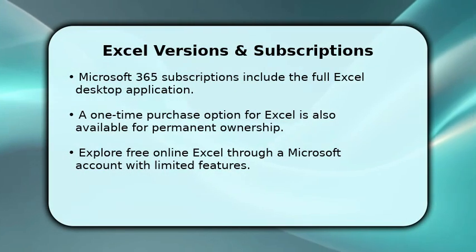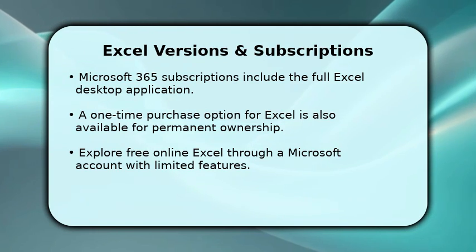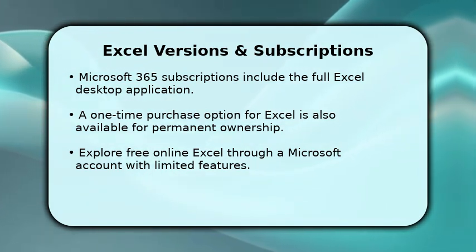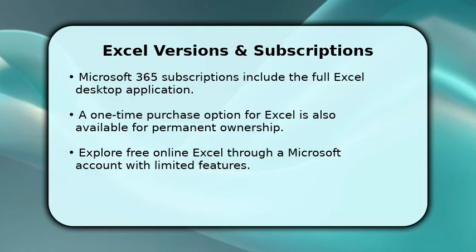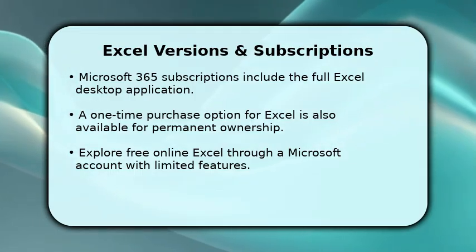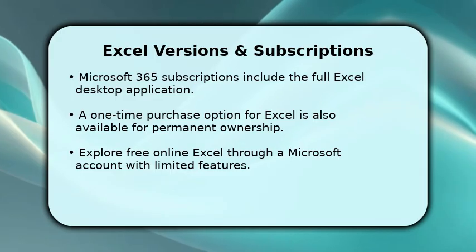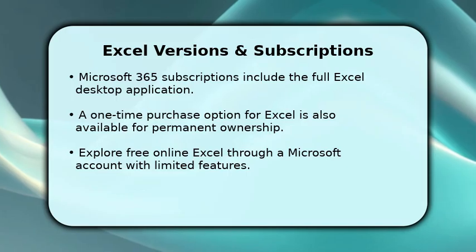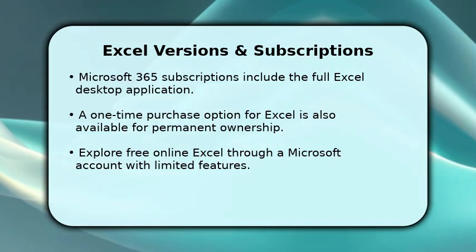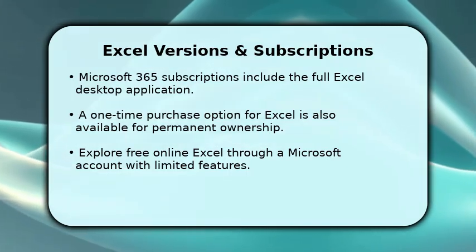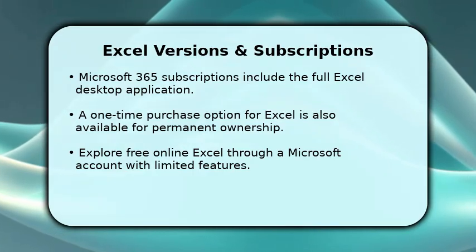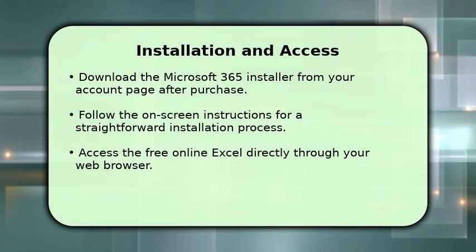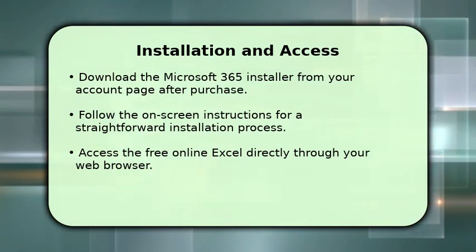You have a few key ways to get Excel. The most common is a Microsoft 365 subscription, which provides the full desktop application along with other Office apps for a monthly or annual fee. Alternatively, you can make a one-time purchase of Excel as a standalone product. For basic use, a free online version is accessible with a Microsoft account, offering essential spreadsheet functions directly in your browser. Once you've chosen your Excel version, installation is simple.